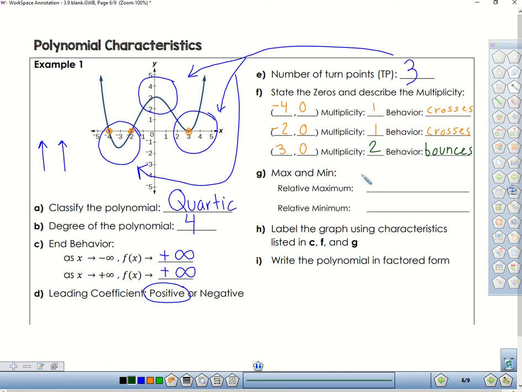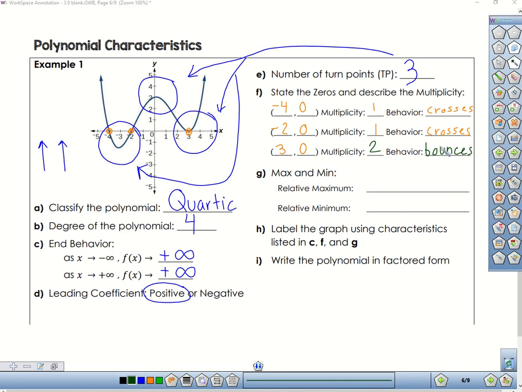So I'm mainly going to ask you to identify 1, 2, and 3. Those are the main types of multiplicity you'll have to visually identify. And then we're going to talk about maximums and minimums. So graphs can have absolute maximums, absolute minimums, and then they also have relative or local maximums and minimums. So let's talk about what that means.